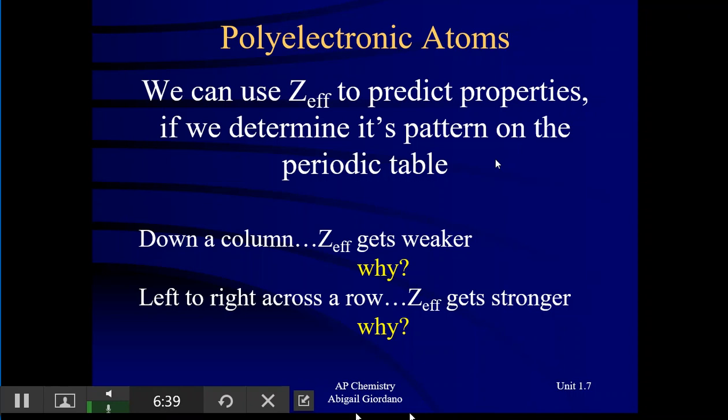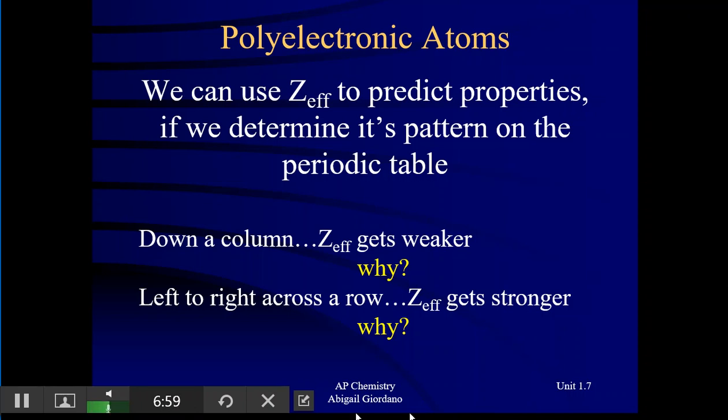Okay, so I want you guys to think about this. I want you to look at your whole periodic table. Think about the trend up and down, the trend left to right. What element on the periodic table must have the weakest effective nuclear charge?